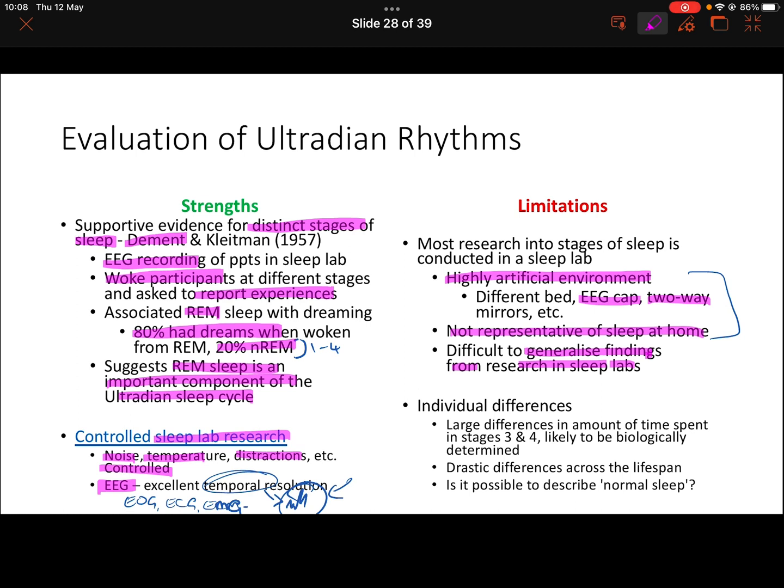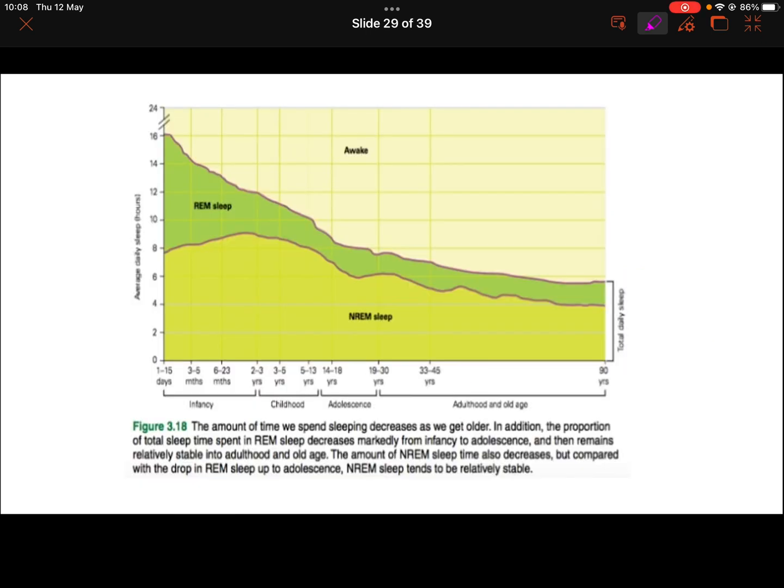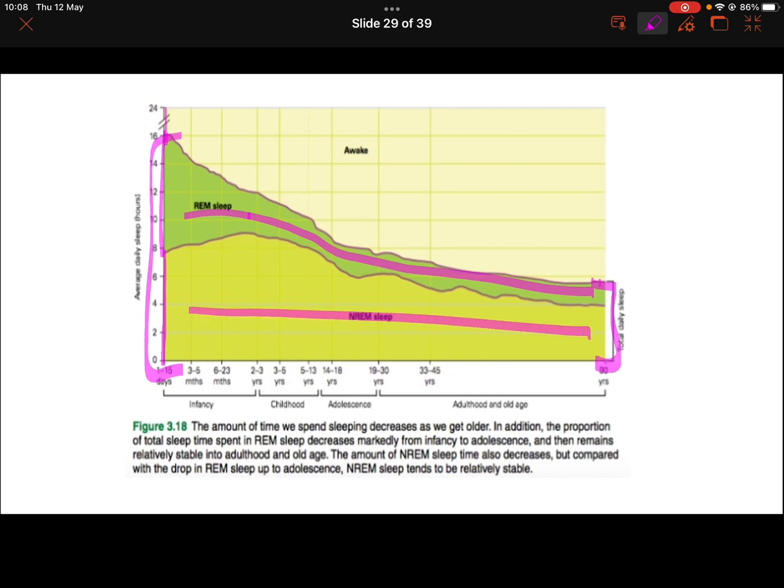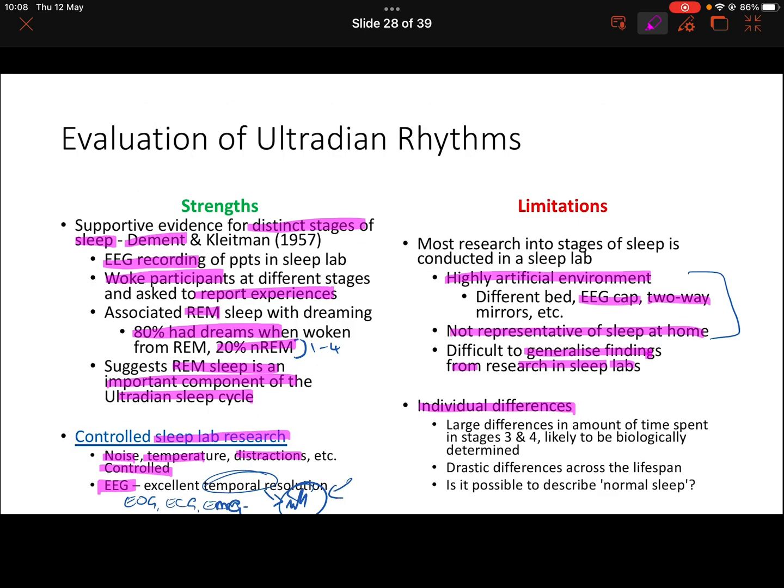The other thing that we just need to note is that there are individual differences in sleep. If we just have a look here at sleep across the lifespan, you can see some really interesting things about the proportion of non-REM and REM sleep, and also how much time that we are awake. So we can see that the amount of REM sleep decreases across the lifespan, as does non-REM sleep. Older people just get less sleep than newborn babies, for example. And so there are individual differences in terms of age across the lifespan.